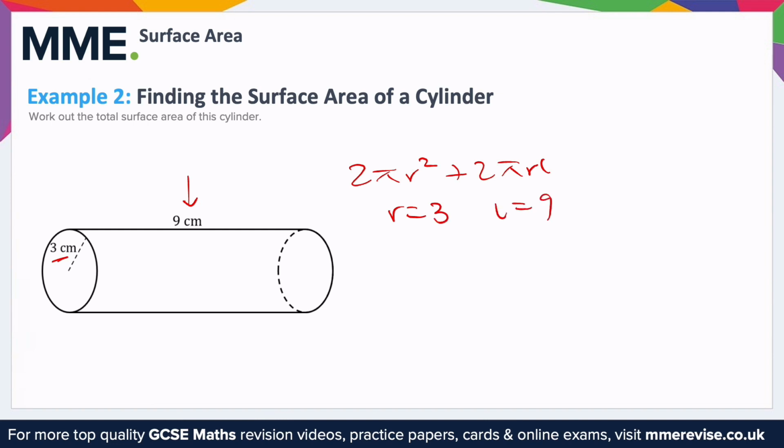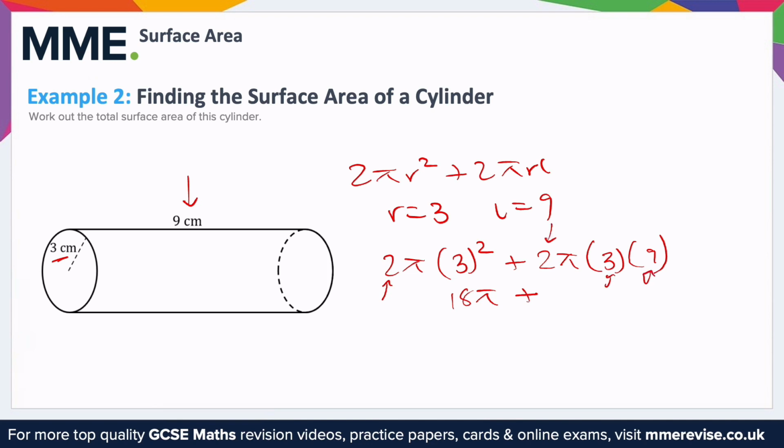So substituting those into that equation, we get 2 pi times 3 squared plus 2 pi times 3 times 9. We can simplify this down a little bit. 3 squared is 9. 9 times by 2 is 18. So this bit is 18 pi. Plus 3 times 9 is 27. Times by 2 is 54. So 54 pi. Which again, you could add these two together.